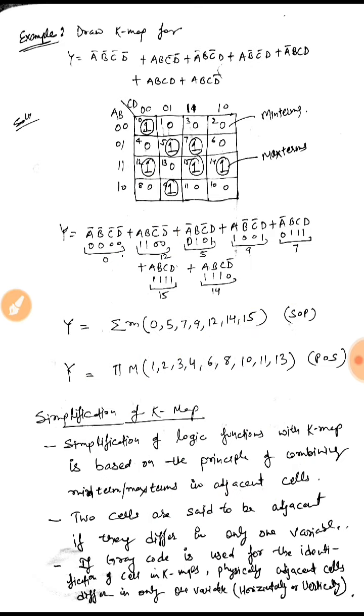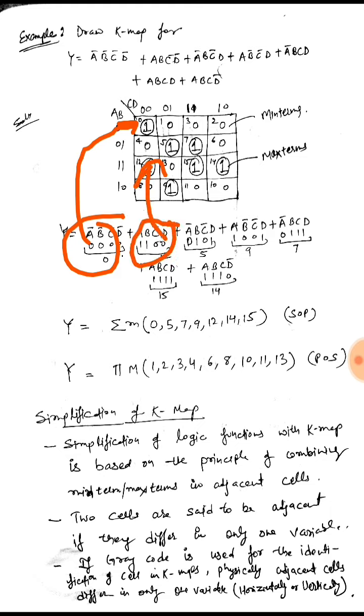So for all these combinations I will put 1 in the corresponding cell. For 0, I have put a 1 in the cell 0. Similarly, I have put a 1 in the 12th cell. Then this is for the 5th, so I have put a 1 in the 5th cell. Similarly in the 9th, 7th, 15th and 14th.